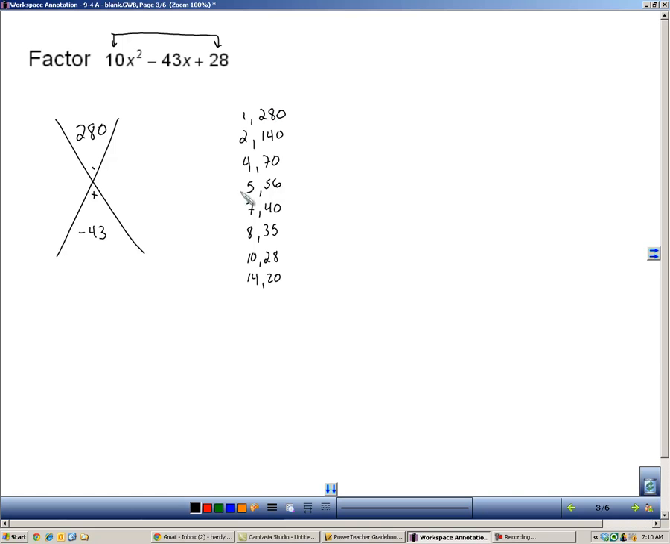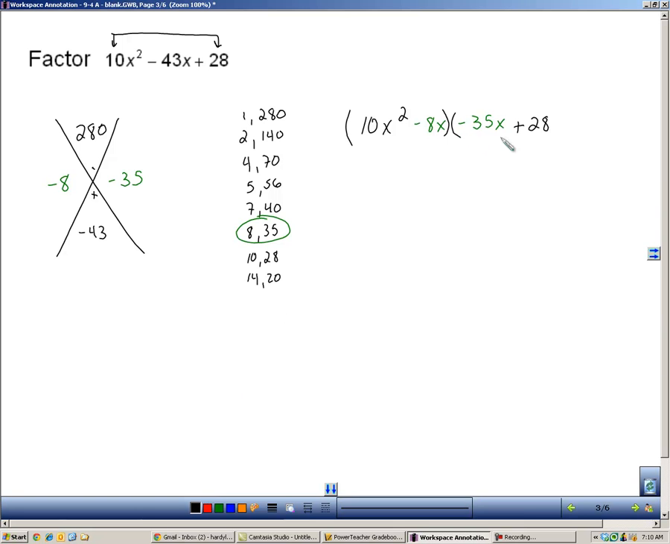Now you want to try to find any two factors that we can combine here that give us a sum of negative 43. Now in the list I noticed that 8 and 35 equal 43, but I want a negative 43. So if I use negative 8 and negative 35, those will add to give me a negative 43. The question is, do they multiply to give me a positive 280? And the answer is yes. So that's how I find my two factors. And now I can continue. So the two factors over here that go in the middle are minus 8x and minus 35x.